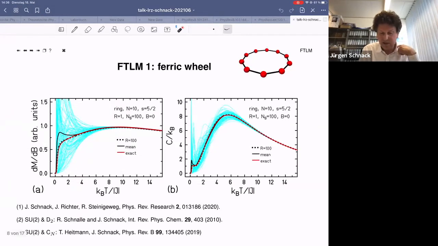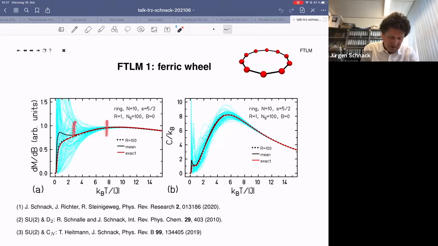To give you an impression of how accurate the method is, look here at a spin ring as an example of 10 spins 5/2. The Hilbert space dimension is 60 million, and each single random vector gives one of the light blue curves here in the magnetization or heat capacity. Above a certain temperature, that's already accurate with one random vector, okay?